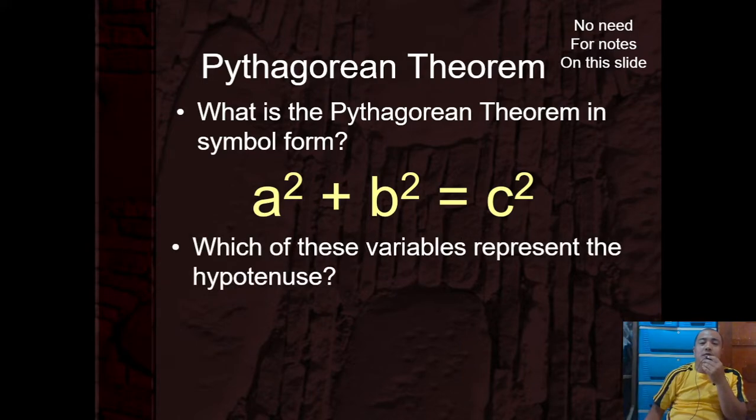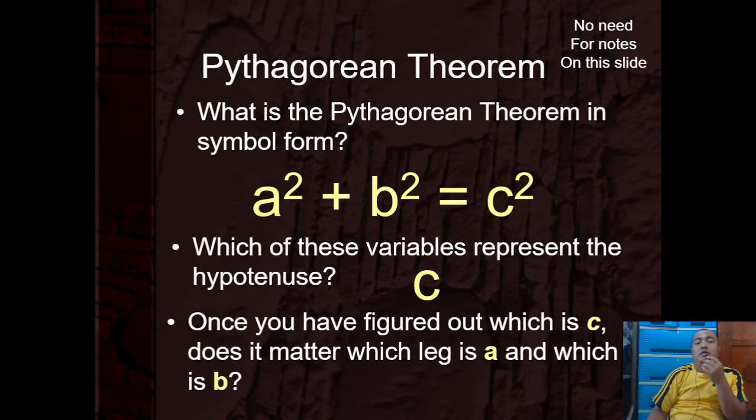Which of these variables represents the hypotenuse? C is the hypotenuse. C is always the longest side. And once you have figured out which is C, does it matter which leg is A and which is B? No, it doesn't matter if you swap A and B, as long as they are the legs of the triangle.